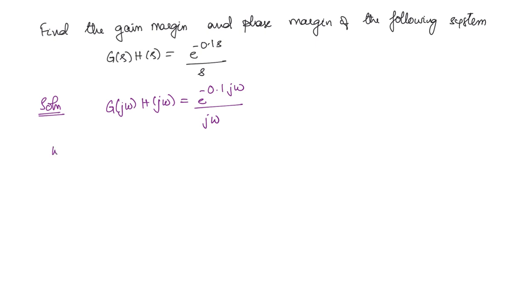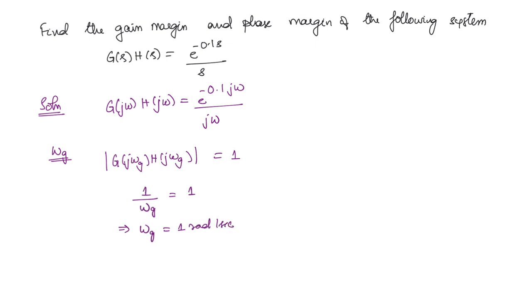So how will you find the gain crossover frequency? At the gain crossover frequency, the magnitude will be equal to 1, right? So what will be the magnitude of this function? The numerator magnitude is going to be 1 because it is a phasor, e to the power j of something. So you can write 1 divided by omega. This is equal to 1. This implies omega g, the gain crossover frequency, is 1 radian per second.